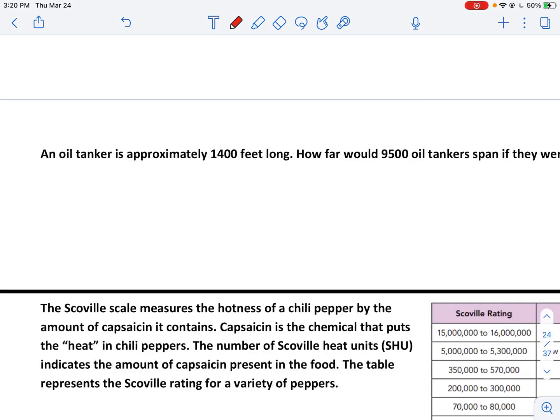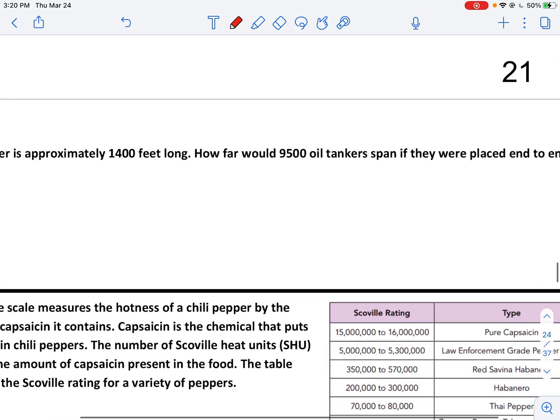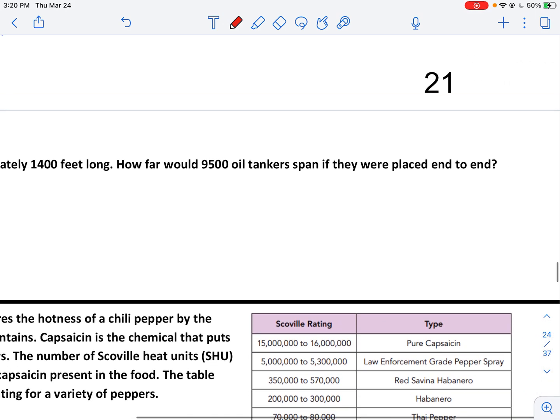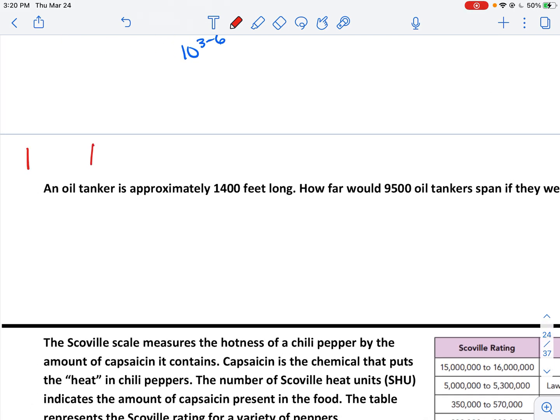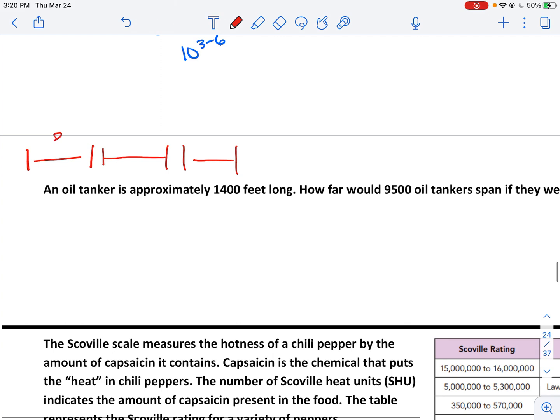It says an oil tanker is approximately 1,400 feet long. How far would 9,500 oil tankers span? So if I have this amount, and I have another one right here, and another one right here, let's say each one of them was 3 feet, wouldn't I just take 3 times 4, because we have 3 feet long and 4 trucks?